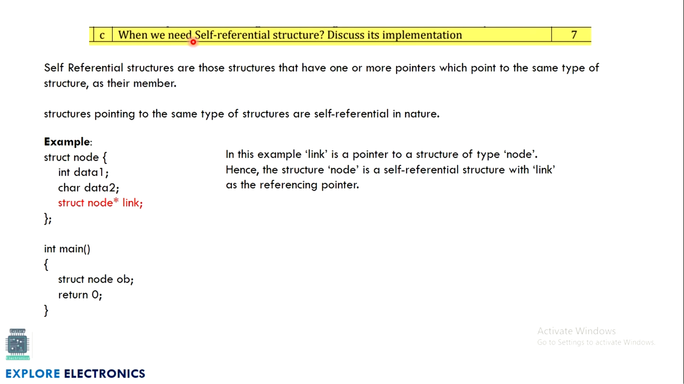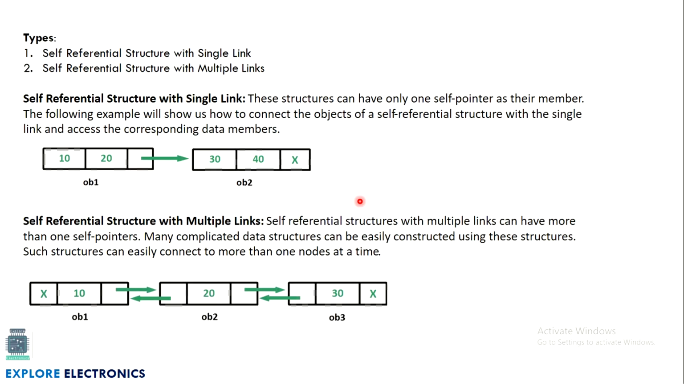Now when do we need a self-referential structure, discuss its implementation. So to answer this question, first say what are self-referential structures, and then give the general syntax of how to write it, and then here make sure you highlight this. So this is where you're having that link, right? So when we are using the self-referential structure, first you can write the general syntax and say what it is, and then you can take an example like this and explain it. So we have two types. One is self-referential structure with single link and multiple link. So both of them you can briefly explain like this.